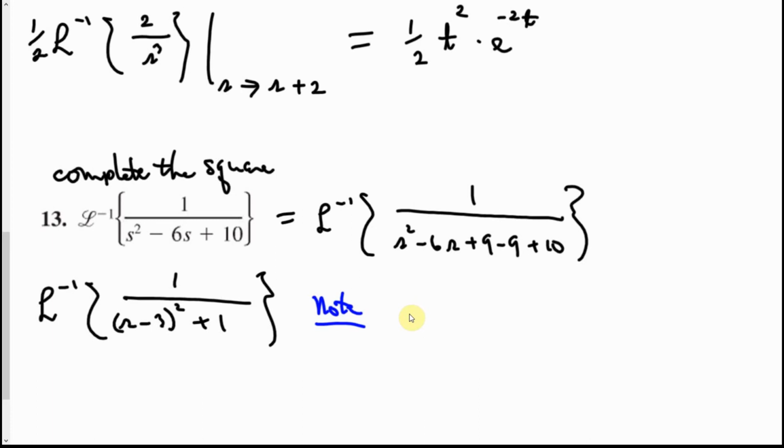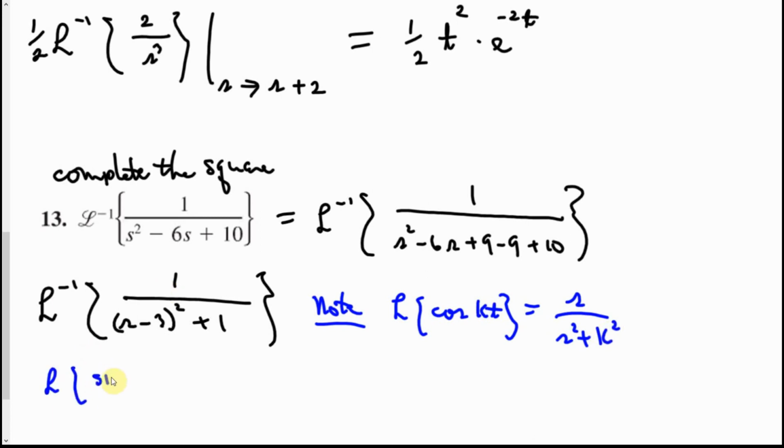Just remember that the Laplace transform of, for example, cosine kt is s over s squared plus k squared. Well, there's no s there. And then the Laplace transform of sine kt is k over s squared plus k squared. So this k would be the 1, right? And then I have an s, but I also have a translation of this, s minus 3.